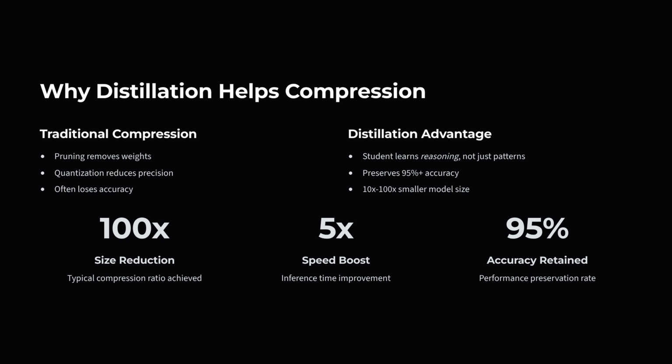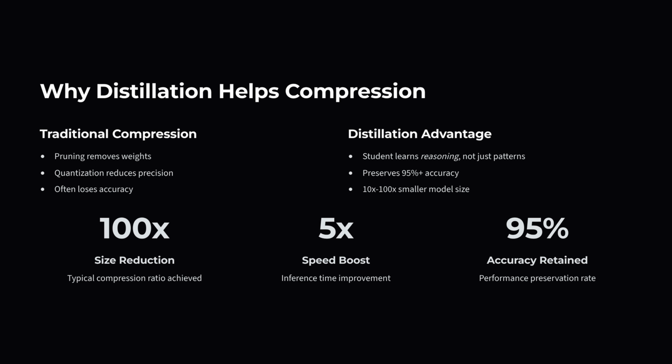Why distillation helps compression? Traditional compression can feel like shrinking a photo by deleting pixels or lowering its quality. It becomes smaller, but you often lose detail. Distillation avoids this because the student learns the tutor's way of thinking, rather than losing structure. A strong interview answer is, distillation preserves the teacher's behavior while achieving 10 to 100 times reduction in size and significant speed gains. This lands well because it shows you understand both efficiency and fidelity.